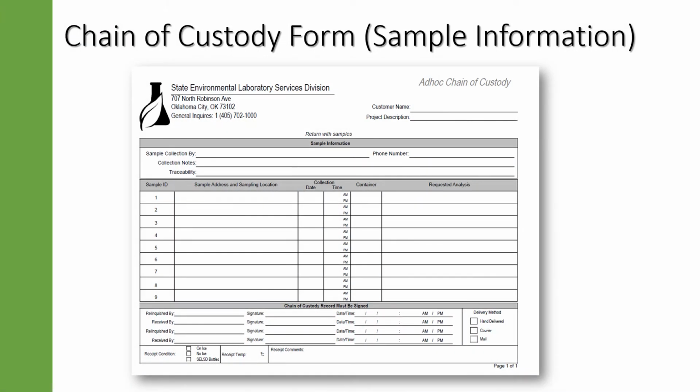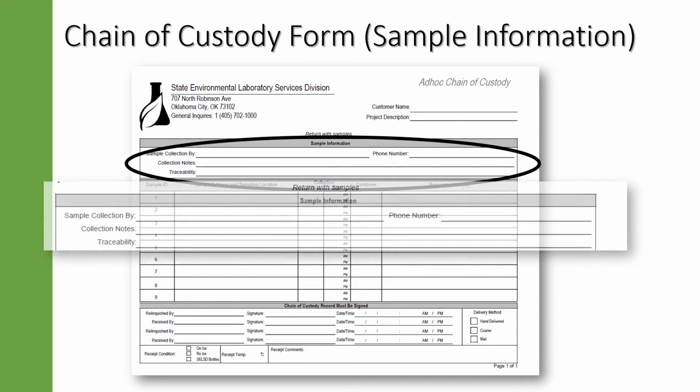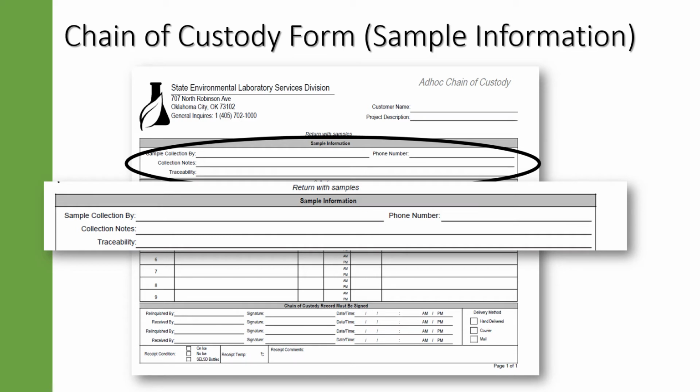Next, in the sample information box on top of the sample rows, fill out the collector's name or initials in the sample collection by area. Add a current contact phone number for the collector in case there are any questions about the samples or any missing information on the form. If you have any special collection notes about your samples, please write them in the collection notes area.